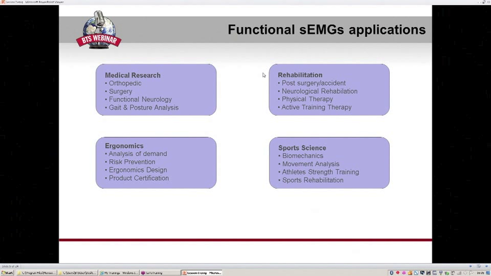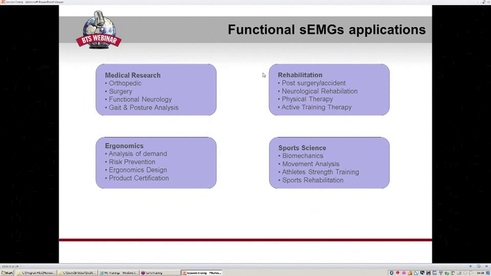This is widely used in a lot of application fields for medical research, in the orthopedic field, surgery, functional neurology, or gait and posture analysis, or in rehabilitation for post-surgery or accident treatment evaluation, neurological rehabilitation, physical therapy, active training therapy, and so on.